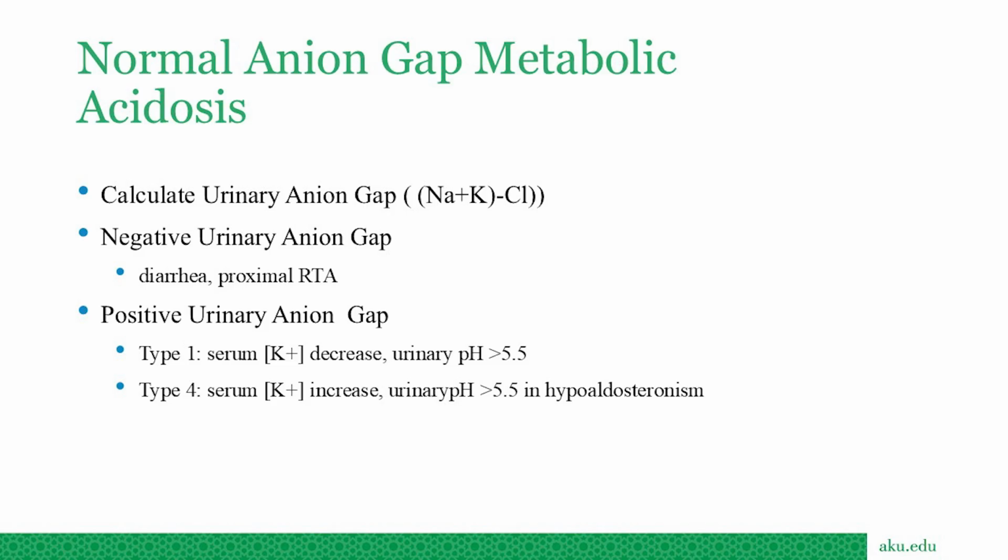For these patients, we calculate the urinary anionic gap, the formula for which is slightly different as mentioned in this slide. The values for urinary anionic gap can either be negative or positive. If it is negative, most likely causes would include diarrhea or proximal RTA. However, if the patient has a positive urinary anionic gap, this would mean that the patient either has type 1 RTA or type 4 RTA.